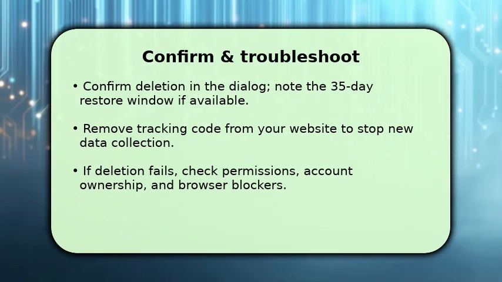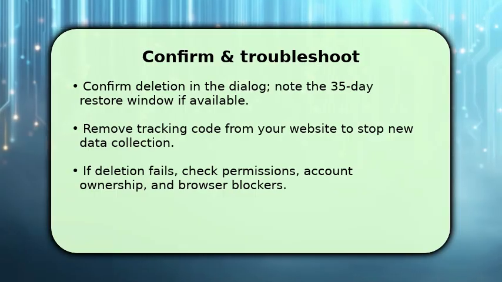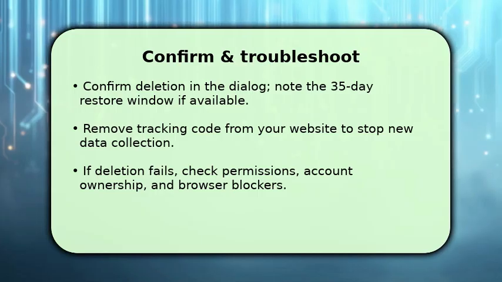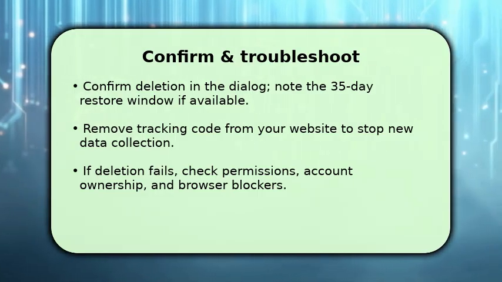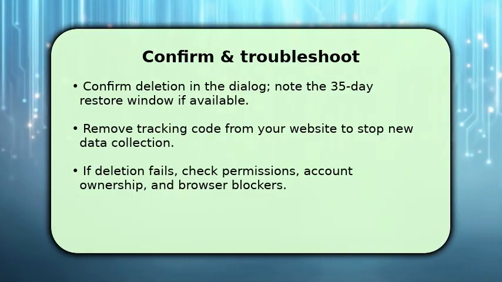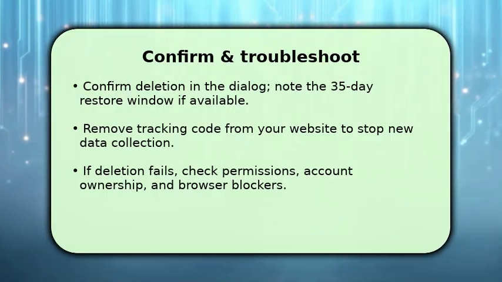After deletion, remove the analytics tracking code from your website to prevent any new data collection that could recreate records. If deletion fails or the property still appears, check your permissions and account ownership, disable browser extensions or blockers, and try a different browser or incognito mode. If problems persist, recheck admin.